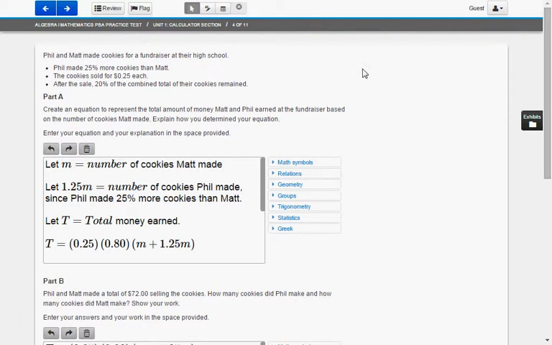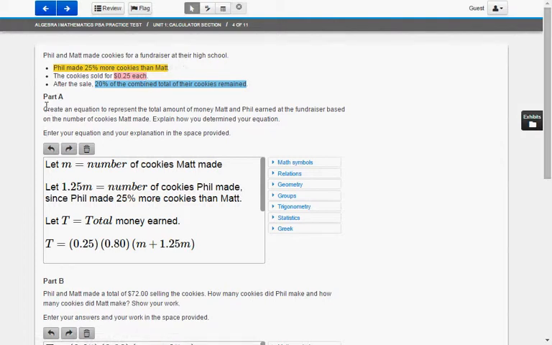Okay, this is question number 4 out of 11 on the calculator section of the PBA practice test. In this story, we're told that Phil and Matt made cookies for a fundraiser at their high school. Phil made 25% more cookies than Matt. The cookies sold for 25 cents each, and after the sale, 20% of the combined total of their cookies remained. So they only sold 80% of their cookies.